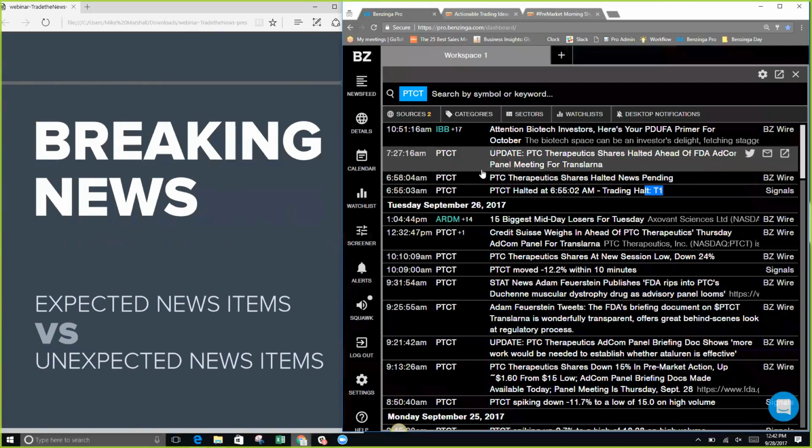Set a scenario where maybe the AdCom panel recommends it for approval, but there were some hitches that they were thinking about. What is going to be your neutral scenario? Also set a bearish scenario. If the panel doesn't like the results that the company has demonstrated in trials, and they're not going to recommend approval, how much do you think this stock could fall?